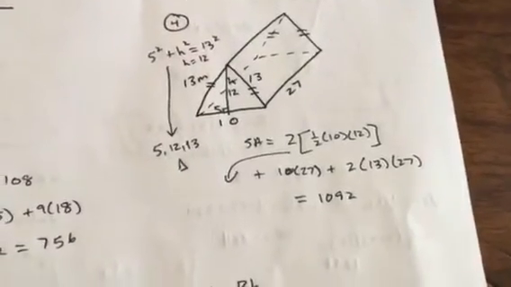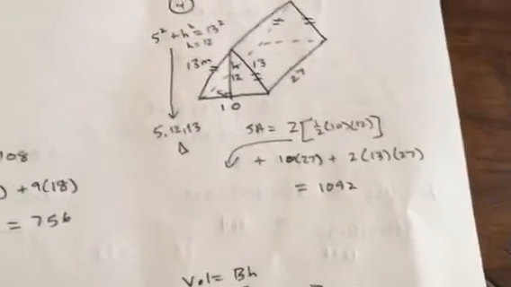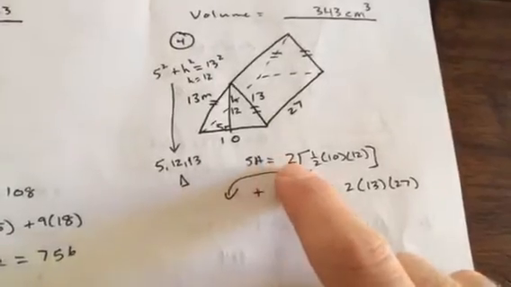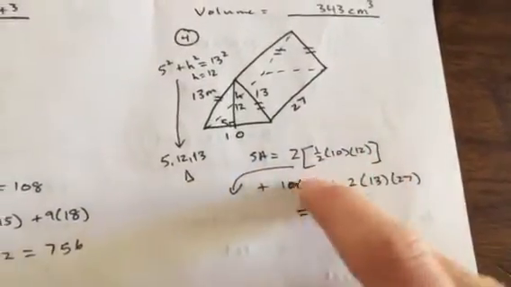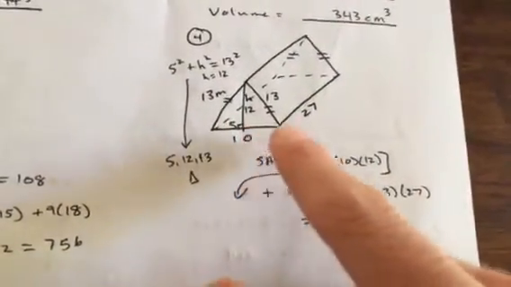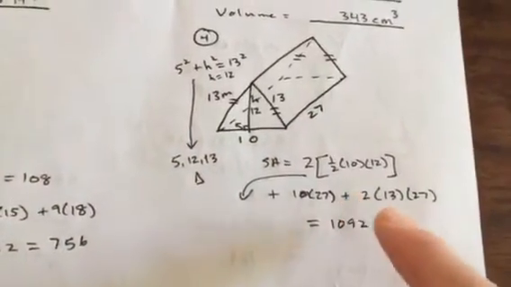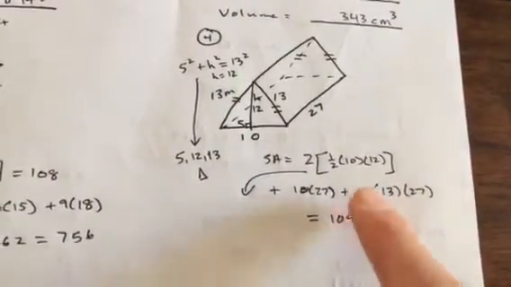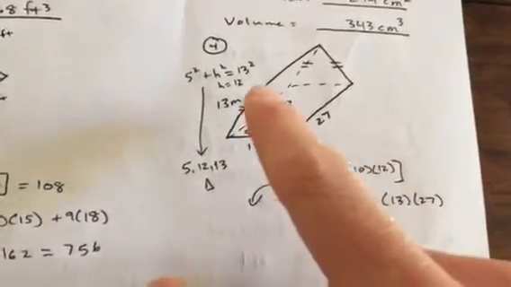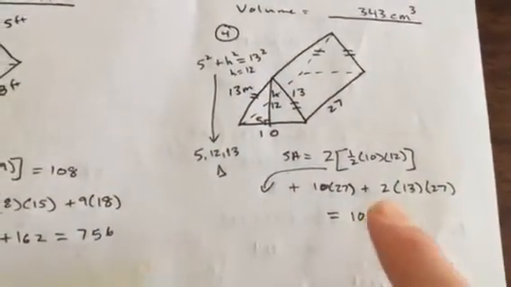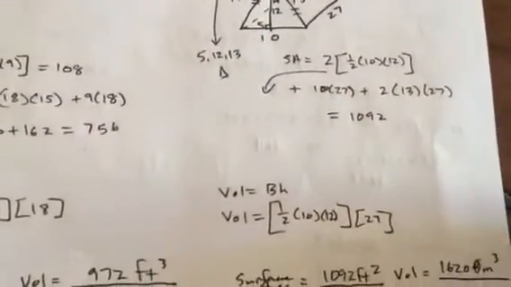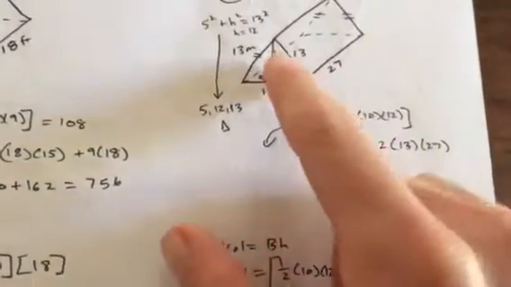Again, it is an open note quiz and test this week. Surface area is 2 of those triangles, 1/2 base times height, plus you have a bottom rectangle that is 10 by 27. Then you have 2 slant rectangles that are 13 by 27. Add them all up: 1092.